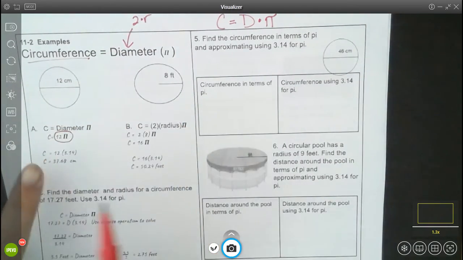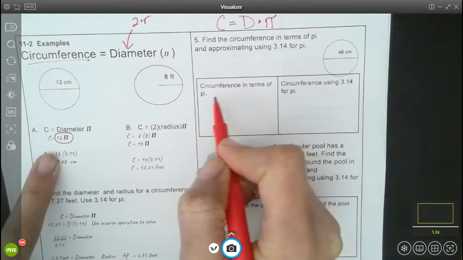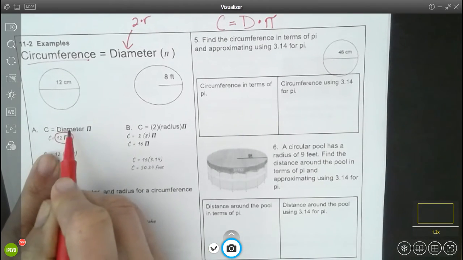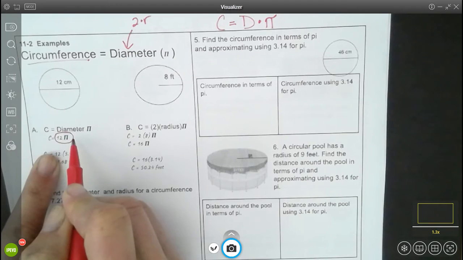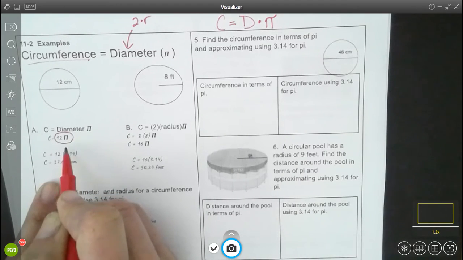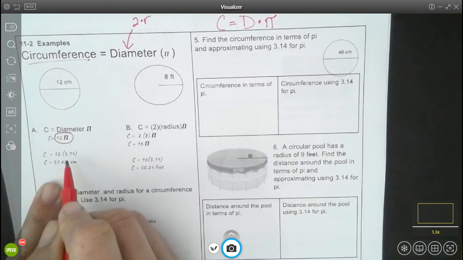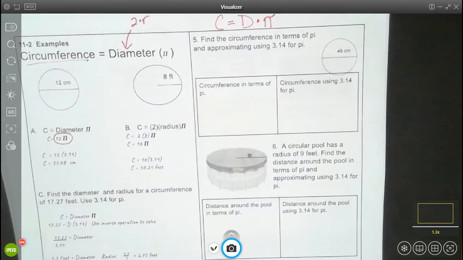So when we're looking at this, they're going to be asking us for an exact answer, which all you do is you stick in the diameter in front of the pi, and then they're going to ask you to make an estimation using 3.14 for pi and rounding your answer to either the nearest tenth or the nearest hundredth. So pay attention to the rounding because that will get your answer right or wrong as well.